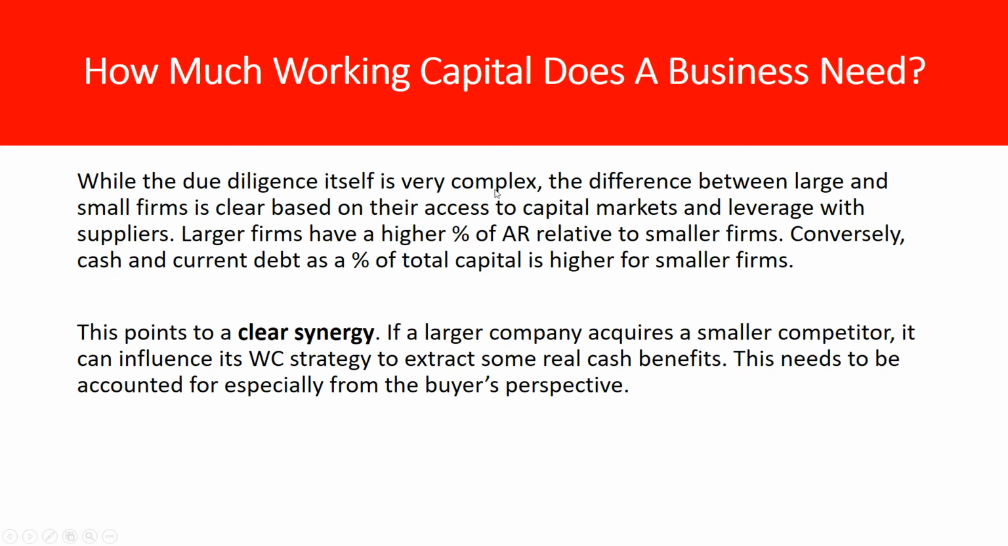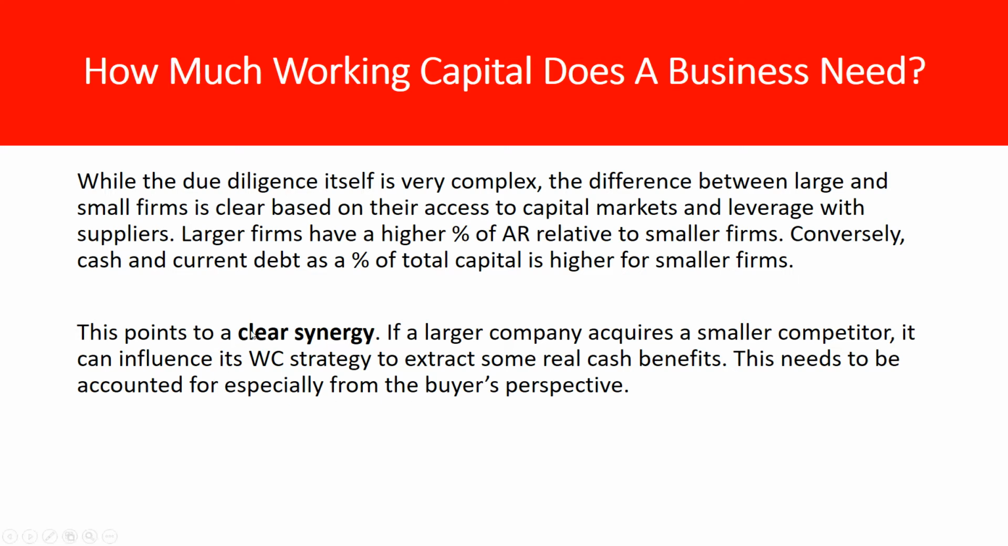So while the due diligence itself is very complex, the difference between large and small firms is clear based on their access to capital markets and leverage with suppliers. Although I won't go into the specific data with regards to different industries and how accounts receivable and accounts payable differ, it is clear that if you are a large company buying a small firm, there are clear differences. Larger firms have a higher percentage of accounts receivable relative to smaller firms, so the amount of receivables is higher with bigger firms. Conversely, cash and current debt as a percentage of total capital is higher for smaller firms, and that's usually a buffer to really protect against the much higher risk for those smaller firms.